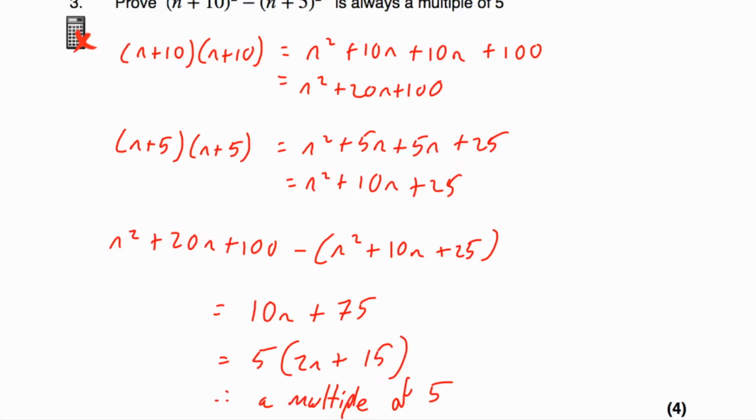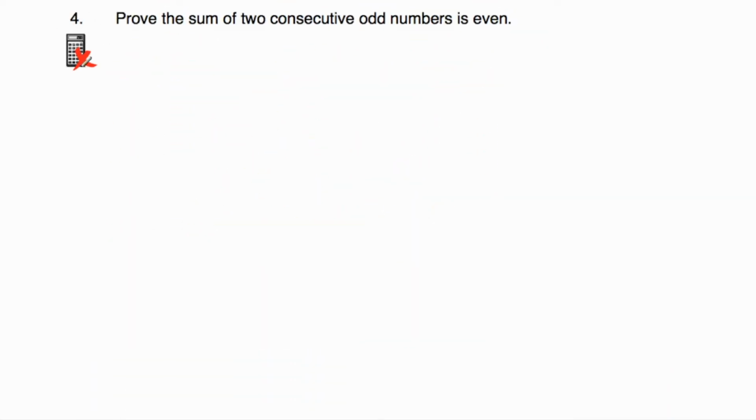Okay, let's have a look at our next question, question number 4. So question number 4 says, prove the sum of 2 consecutive odd numbers is even. So we want to show that if we add 2 consecutive odd numbers that we get an even answer. Now in this question we can't use n because n can be any number. It could be 5, it could be 6, it could be 7, it could be odd or even. So we want to find odd numbers.